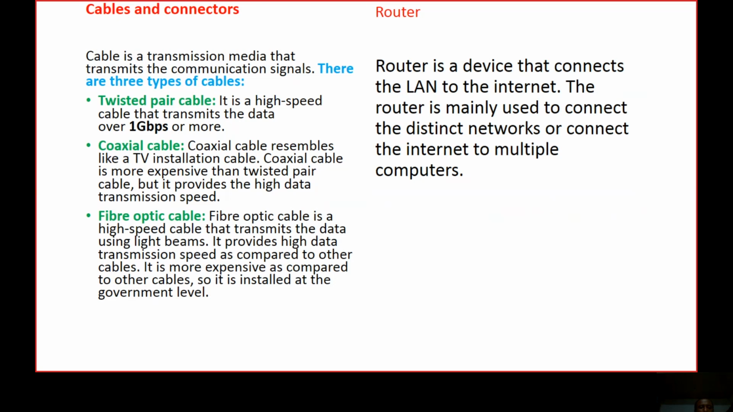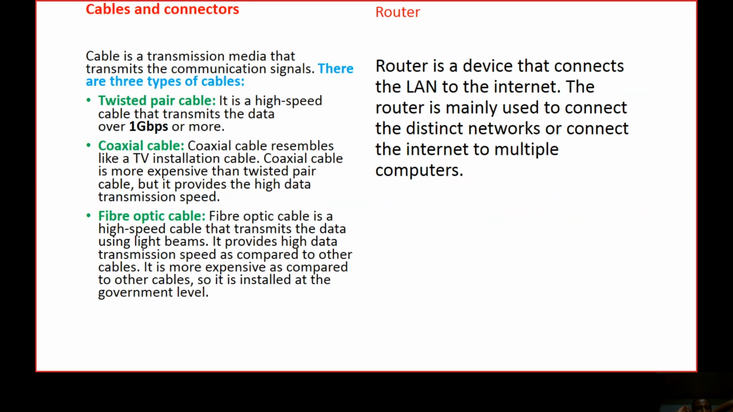Twisted pair cable is a high-speed cable that transmits data at 1 gigabit per second or more. It can even exceed that, not only 1 gigabit per second. So it is a high speed cable that can transmit data at that rate.